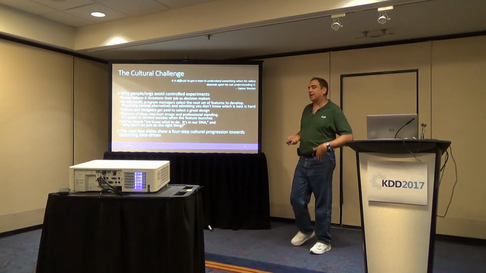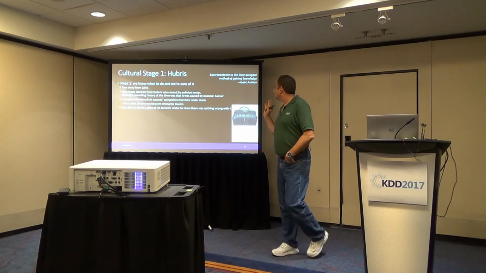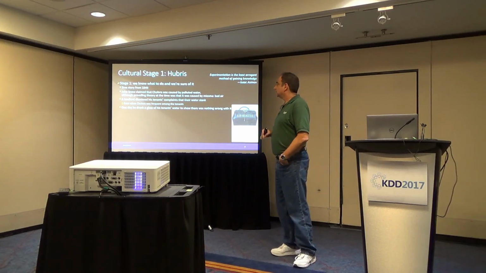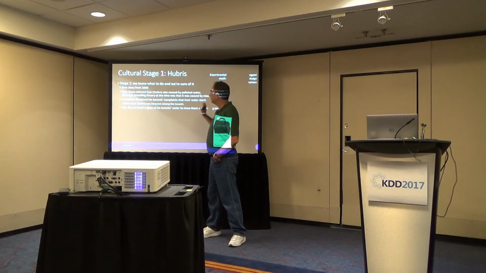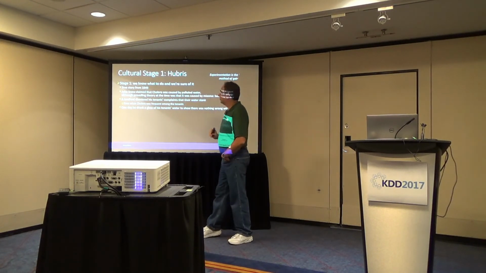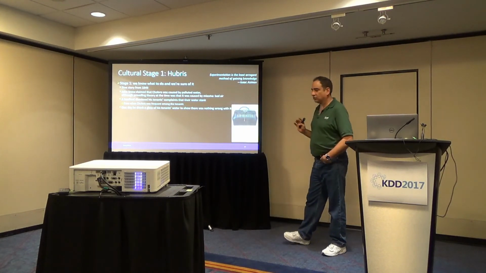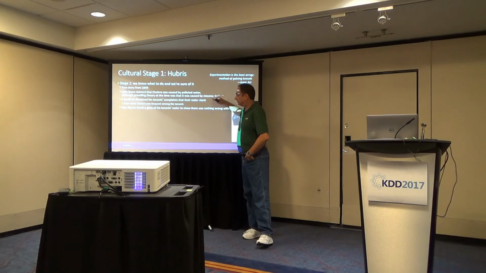So we created this model, which I'll share with you. It's a fun model. The first one is basically hubris, right? We know what to do, we're sure of it. I'll share with you a true story that depicts this really well. 1849, John Snow was the first person to claim that cholera was caused by polluted water. Everybody else at the time thought it was bad air.